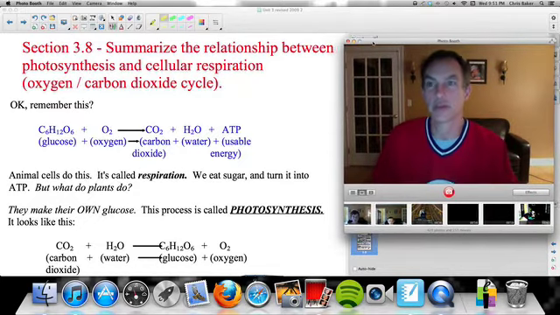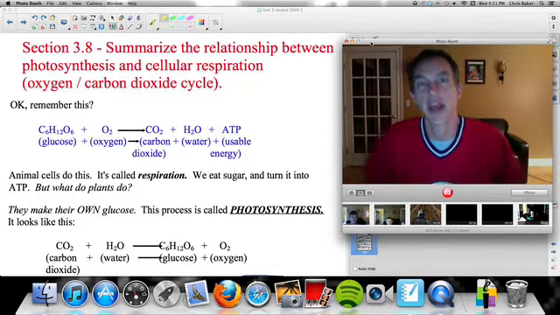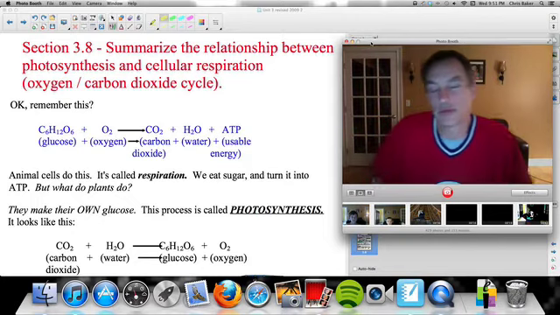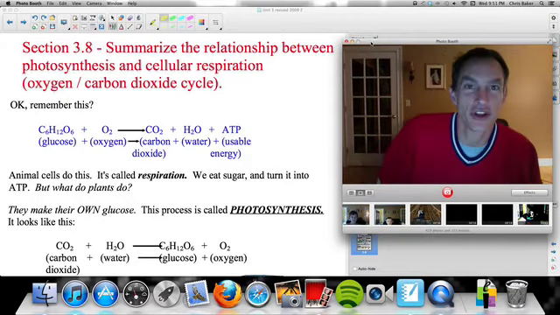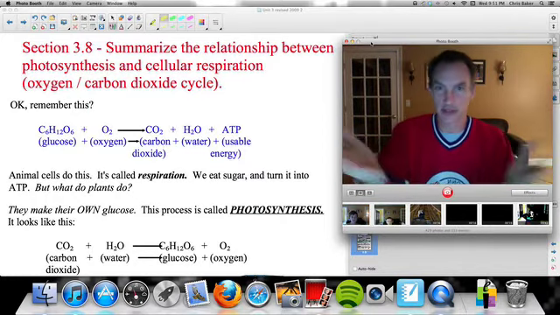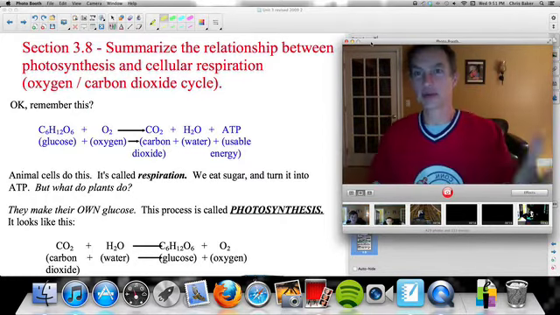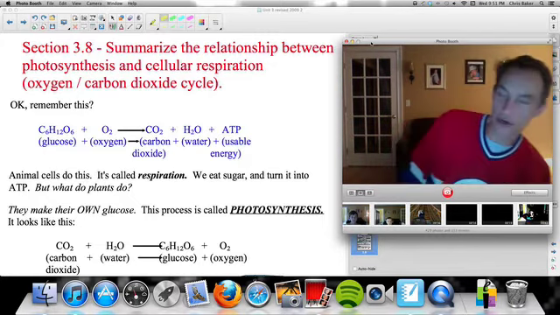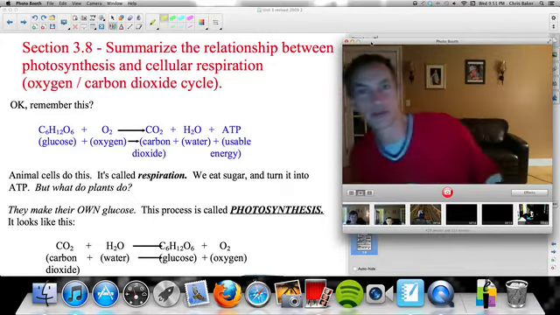Summarize the relationship between photosynthesis and cell respiration. And in parentheses, they call it the oxygen-carbon dioxide cycle. Well, there's a relationship, as you can see, between cell respiration and photosynthesis. You know a little bit about photosynthesis from previous years.